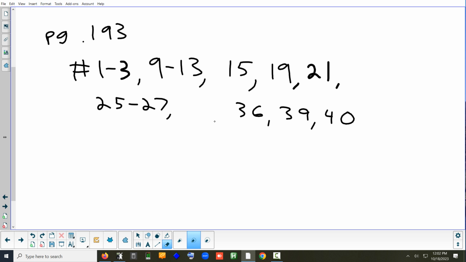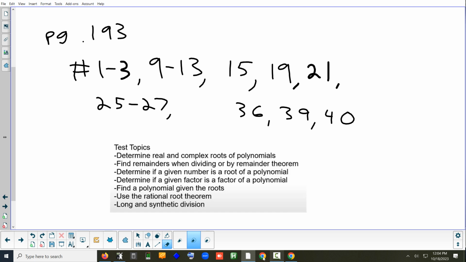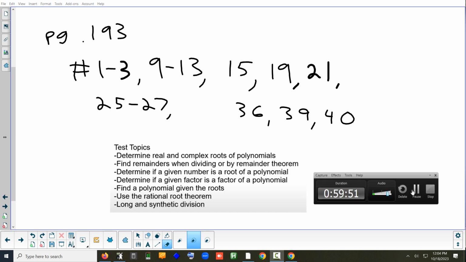All right, so what I'll do is I'm going to pause it, and then I will add the list of topics that will be on the test. Actually, I think I already have it written. I'll just copy and paste it. I'll put that in real quick.